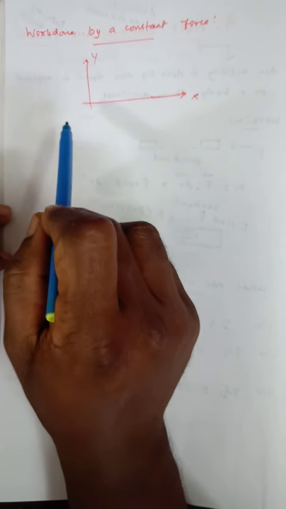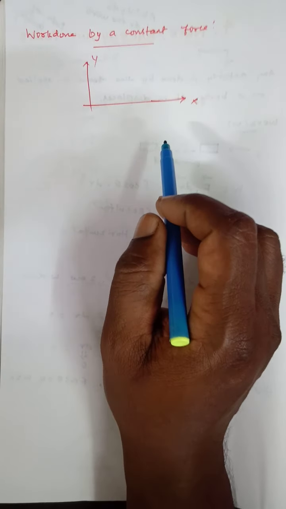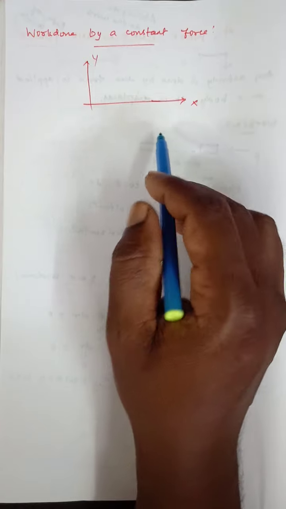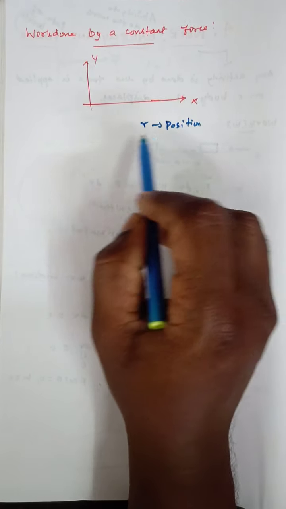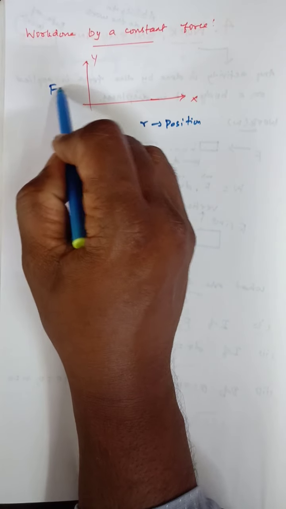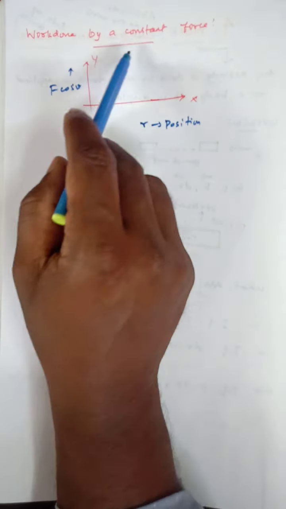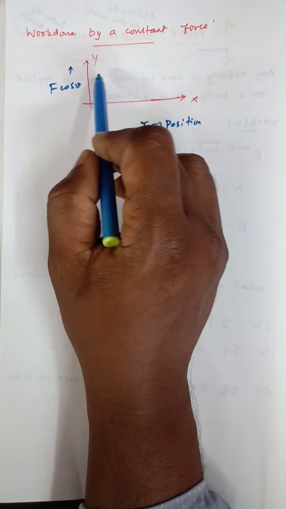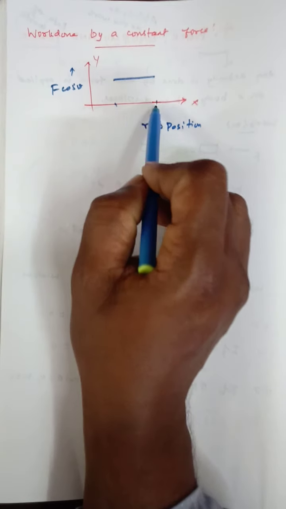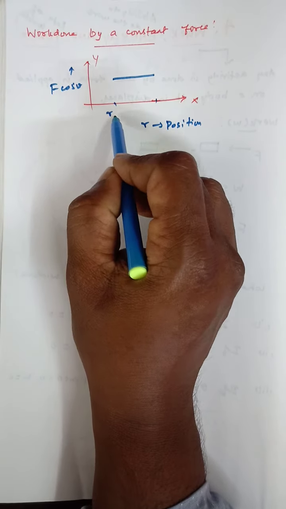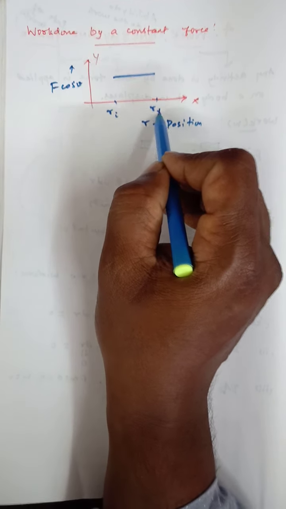So considering the graph here, there are two axes, x and y. In the x-axis we take the value of r, meaning the position of the object. In the y-axis, consider F cos theta acting along the y-axis. Constant force means F is constant; there is no change in F. It remains the same at the initial and also the final position of the object. So Ri is the initial position of the object, and Rf is the final position of the object.